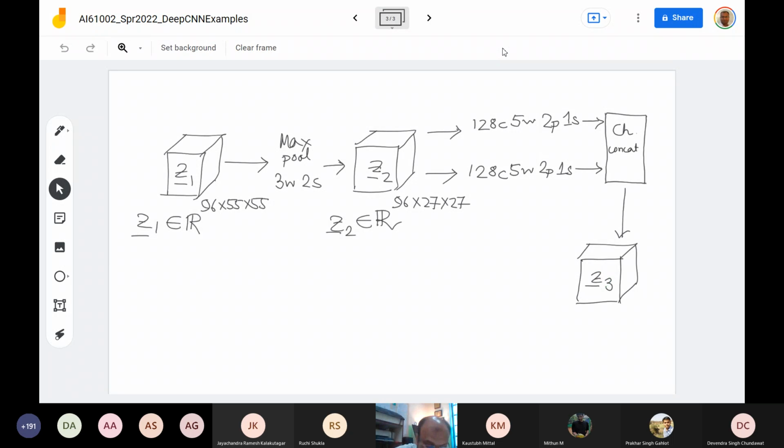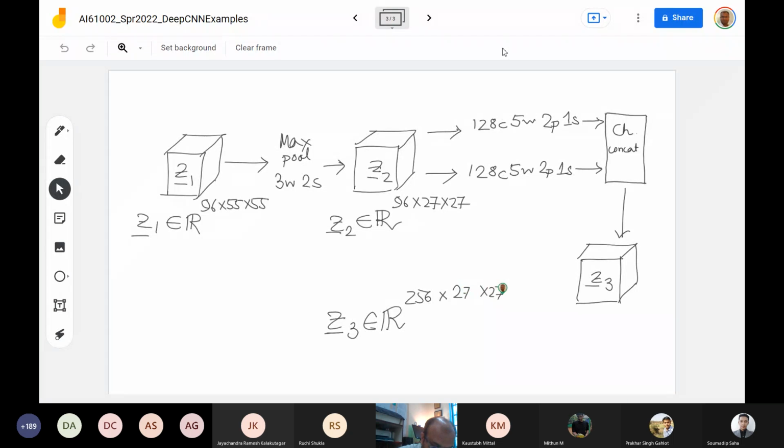Now, from here, I do and get my output through another level of channel concatenation, Z3. So what will be the size of my Z3 now? 256 cross 27 cross 27.